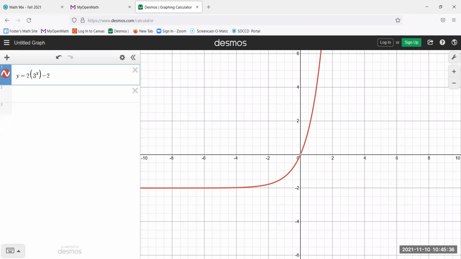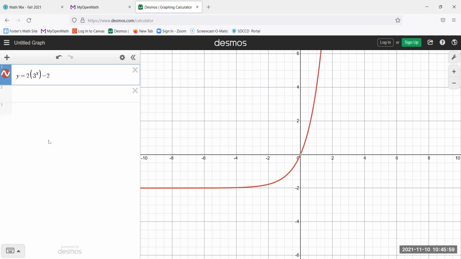So I just graphed y equals 2 times 3 to the x power minus 2. And we can see that down here, there's an asymptote. The graph isn't really as accurate as I wish, but you have to know that it exists. And you can see the graph going like this.